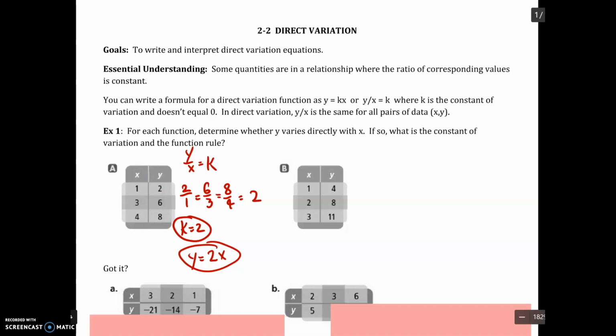Trying that again with the next one, we can just find, again, first of all, if that is a direct variation in the first place. And that's just like, again, rise over run, y's over x's, just like your slope formula, really. 8 over 2, and then 11 over 3.